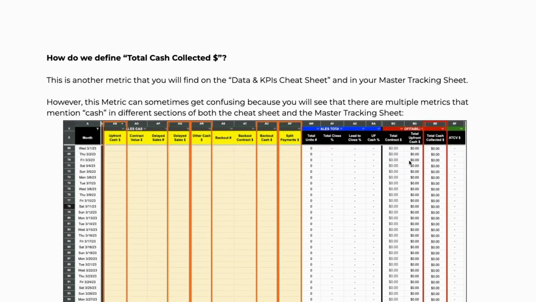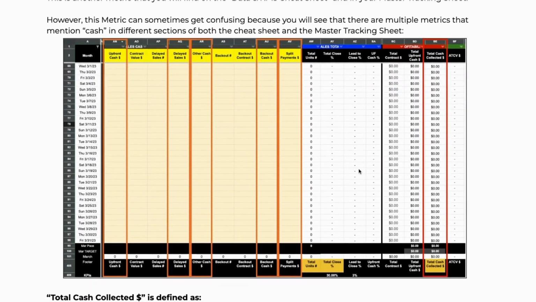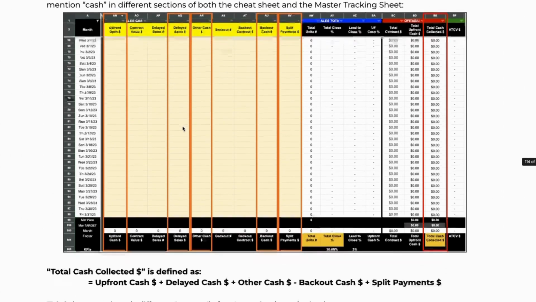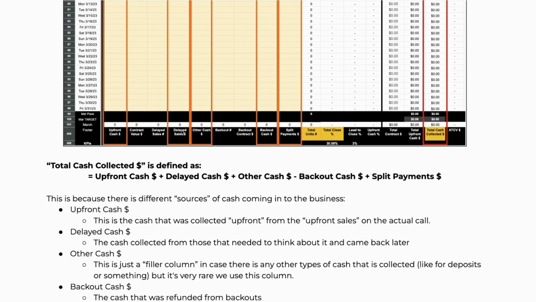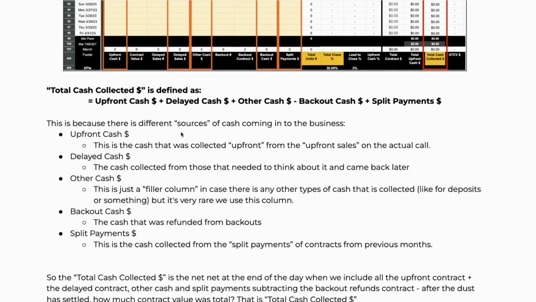Okay, so again, this is going to be another metric that you are going to see inside of the cheat sheet, okay? But this is also going to be sometimes confusing because you're going to see that there are multiple metrics that make up total cash collected, okay? So total cash collected is the addition of upfront cash plus delayed sale cash plus other cash minus back out cash plus split payment cash. Okay, and so this is what the entire equation looks like. Again, the guide is available for you to come back and review. Okay, so upfront cash plus delayed cash plus other cash minus backout cash plus split payment cash. Okay, and all the definitions are there for all of that.